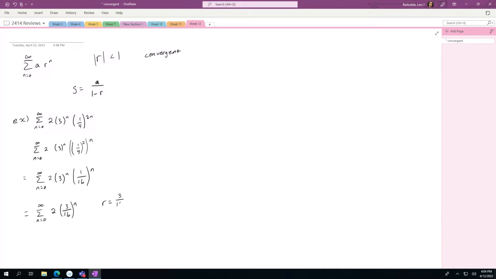3/16. Perfect. And then, of course, for our first term, we just plug in n equals 0, and we get that 2 as our first term. So then our sum would be a over 1 minus r, or 2 over 1 minus 3/16, which is 2 over 13/16, which is 32 over 13. Yeah, seems like you did know what was going on. Nice work.